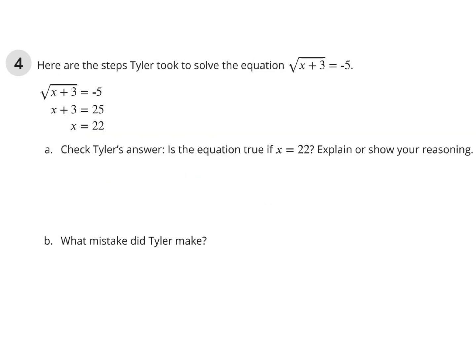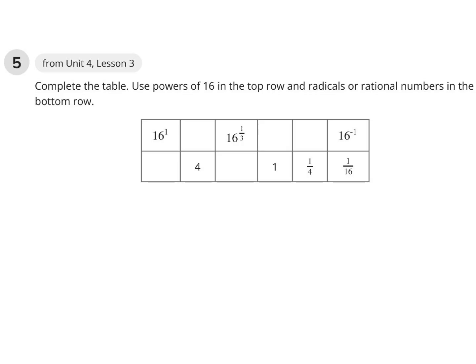Okay, here are the steps Tyler took to solve this equation. We're not going to look at his work. A square root cannot be equal to a negative, so we have no real solutions. Now check Tyler's answer. Is the equation true if x equals 22? It doesn't matter. What mistake did Tyler make? A square root cannot be equal to a negative. There's no real solutions.